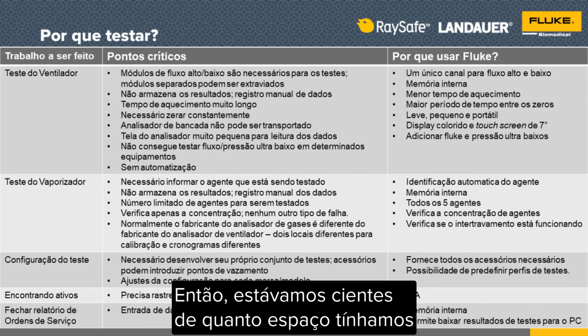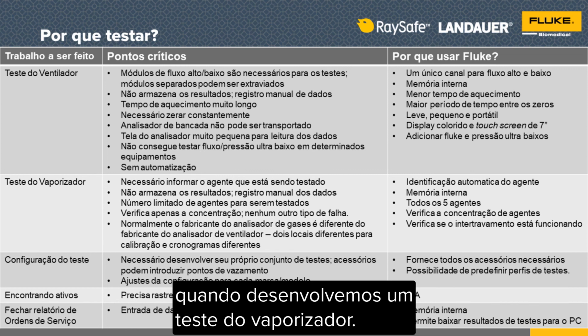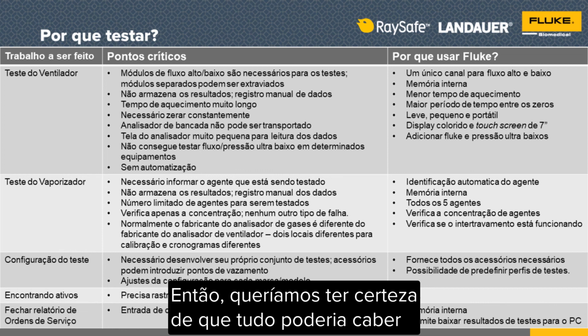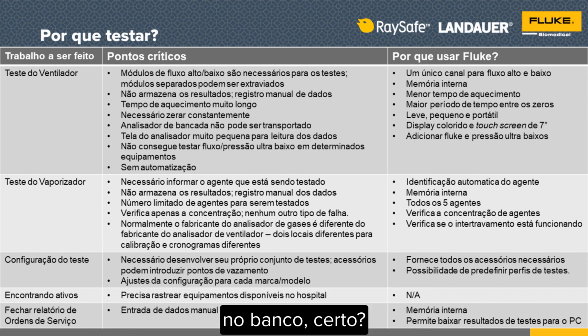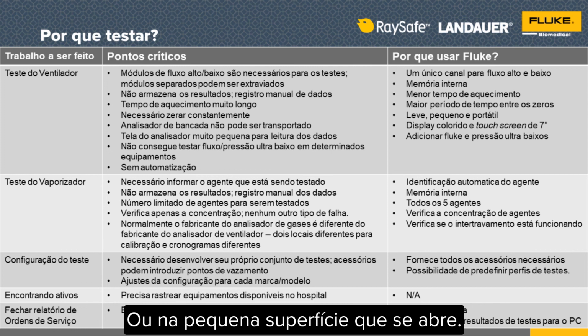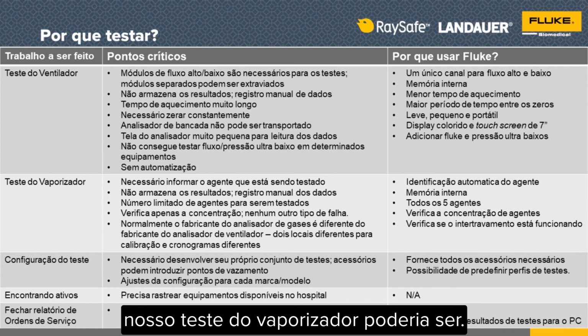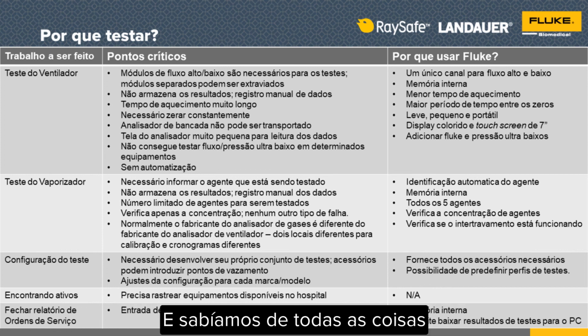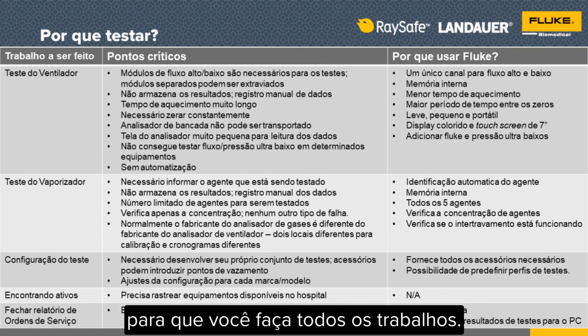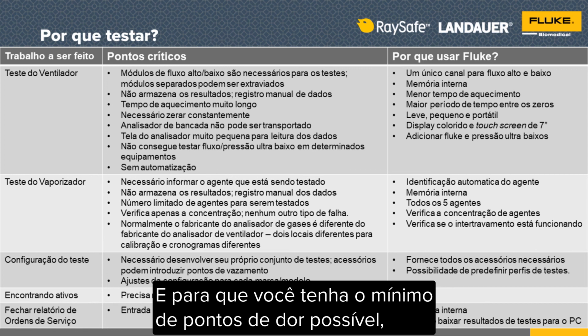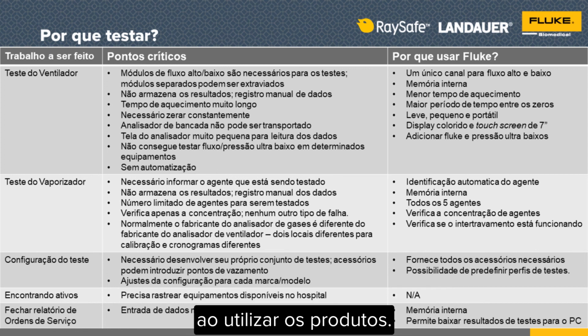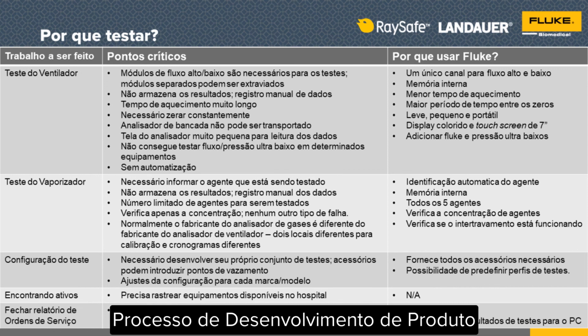So we were cognizant of how much space we had when we went into developing a vaporizer tester. So we wanted to make sure everything could fit on the bench, right? Or on the little surface that pulls out. So we were cognizant of how big our vaporizer tester could be. And we knew about all the things that could go wrong. So again, we're trying to solve all of these, allow you to do all the jobs and allow you to have as few pain points as possible with products. And that's kind of how we went through our product development process.